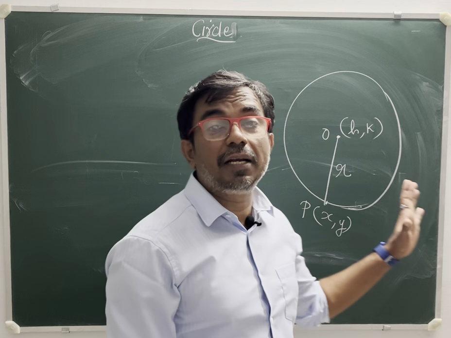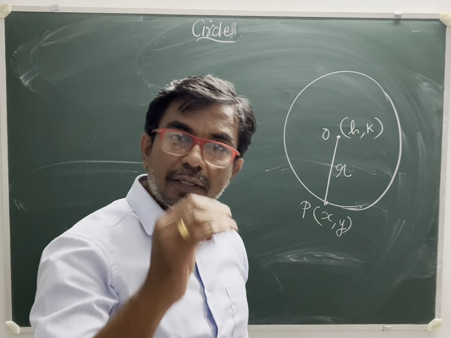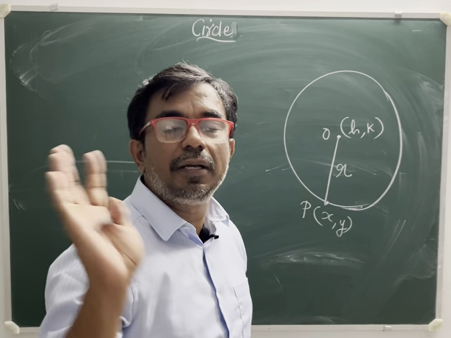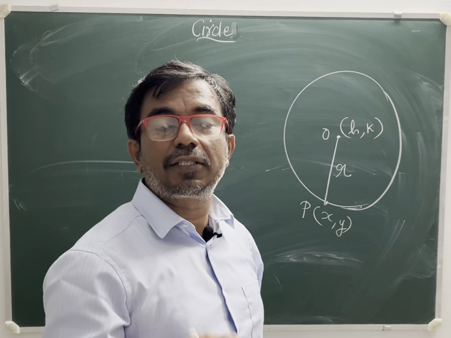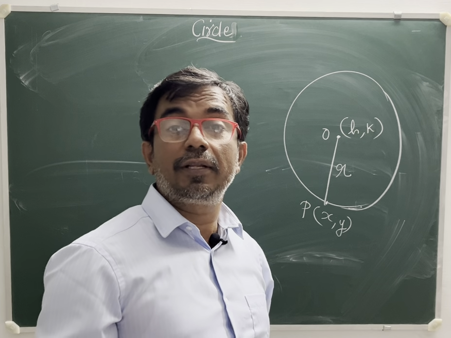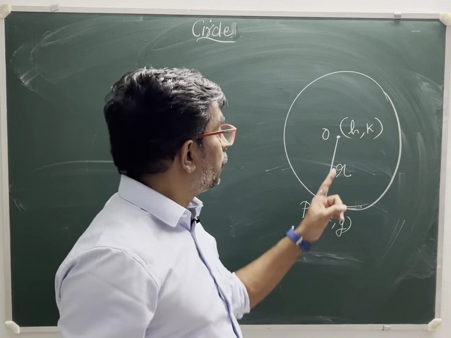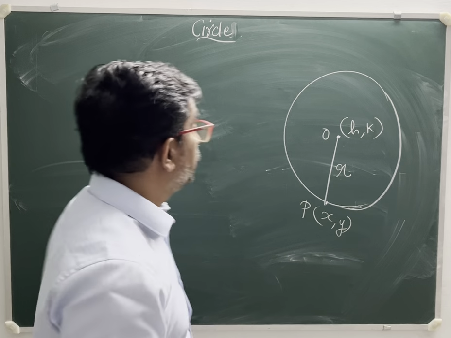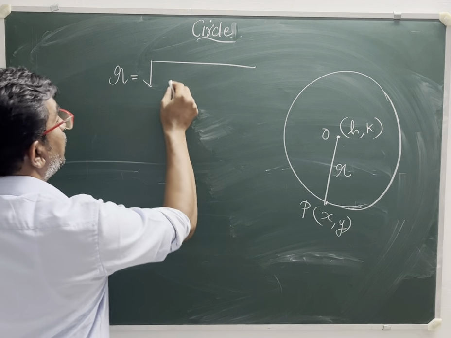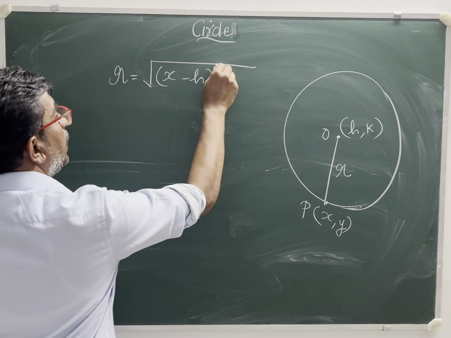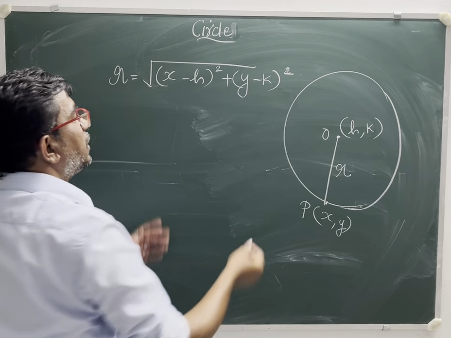A circle is defined as the collection of all the points that are equidistant from a given point. The same definition is the equation of the circle. You know the distance between two points: root of x2 minus x1 the whole square plus y2 minus y1 the whole square. I am going to apply that. The distance here is nothing but the radius. So radius is equal to square root of x minus h the whole square plus y minus k the whole square. This is the equation of the circle.